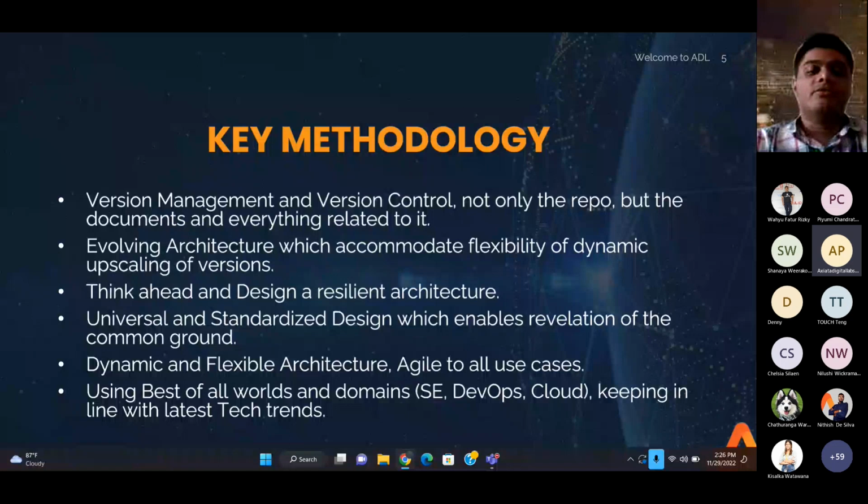Using best of all worlds domains means utilizing the latest technologies and latest applications within the solutions you propose. For example, you as developers, IT professionals, business analysts, sales, or anyone involved in IT, be it QA, be it architects, should keep up to date with the latest technology trends.